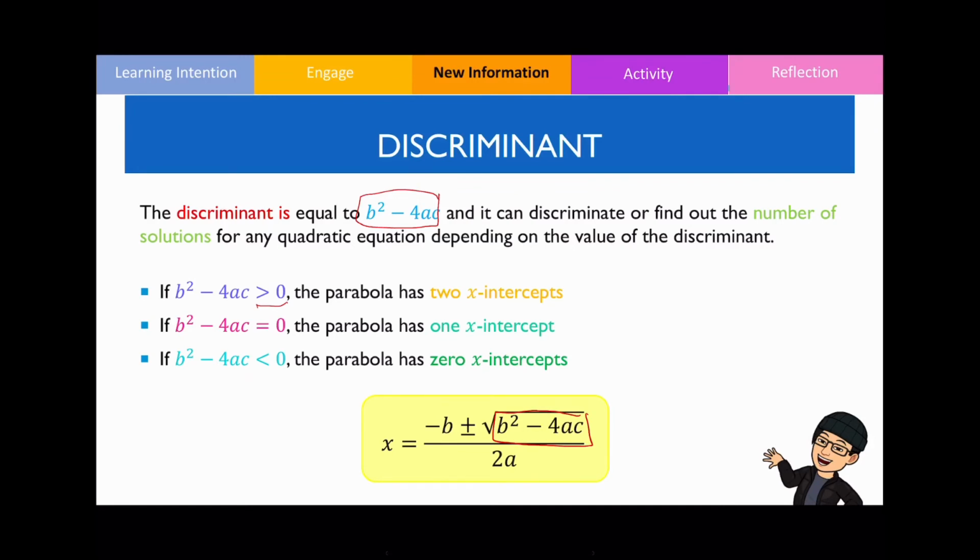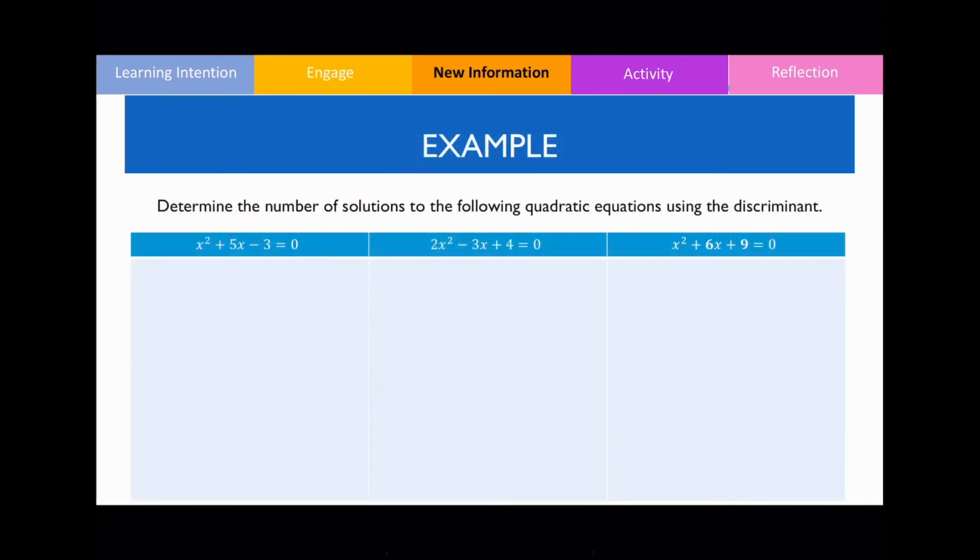And lastly, if you've got a value that's less than 0, then this equals no x-intercepts at all. So that means no x-intercepts exist for that particular quadratic equation. So let's go through 3 examples so you have a better understanding of what I mean by finding the discriminant.